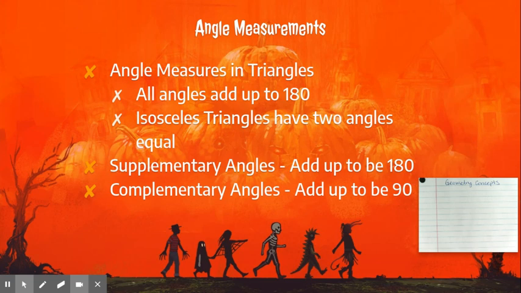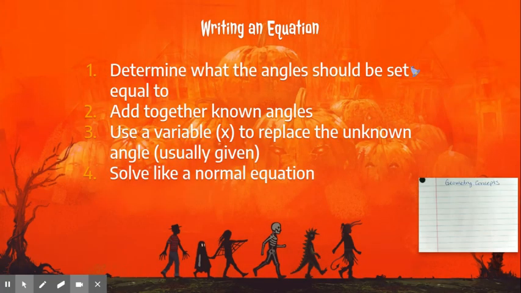Okay, supplementary angles always add up to be 180 degrees, and complementary angles always add up to be 90 degrees. Good way to remember this is 90 degrees is a right angle, correct? And complements, when I compliment someone, it's the right thing to do. Okay, that's how I always learned it. Hopefully it helped you out.